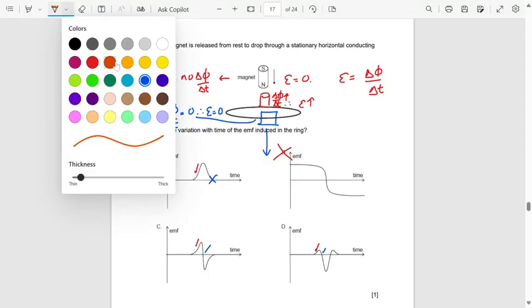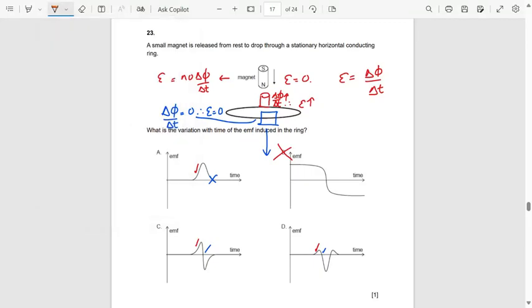Let's do that in orange. Okay, so as it passes through, we've now got the south and the north. Instead of the north leading, the south is now closest. So it's moving away, so the rate of change of flux is in the opposite direction. Therefore, E increases in the opposite direction. That's the way I'm going to show that.